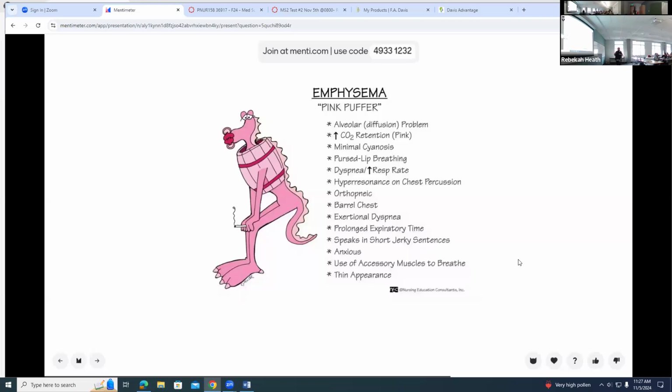A lot more common to see. These patients have what's called a barrel chest because they're trapping air in their lungs. They can't fully exhale it. Their chest cavity actually changes shape. Their ribs will see the air trapped inside, and so their chest cavity becomes more rounded and large to accommodate all that air that's trapped inside.